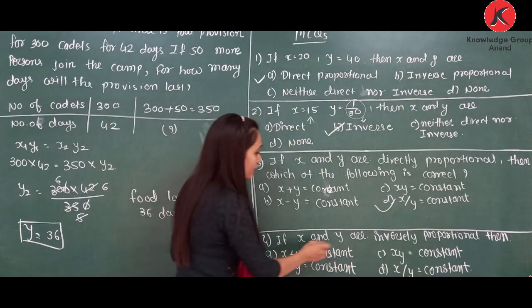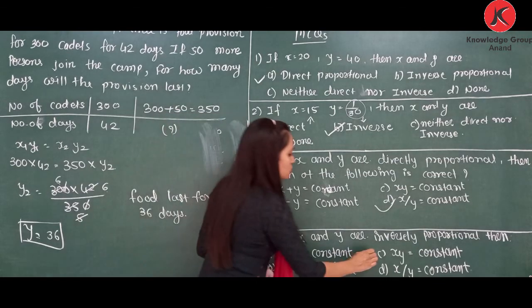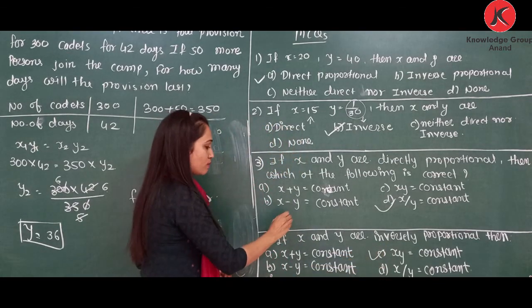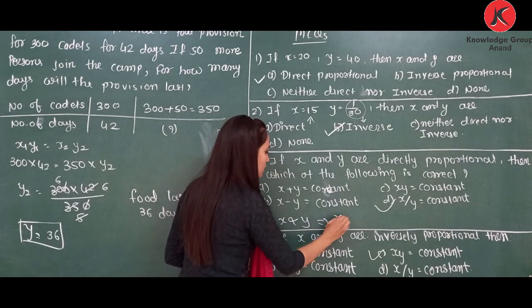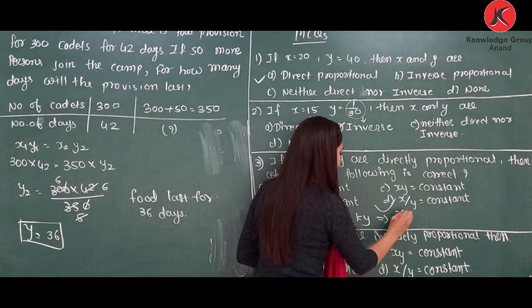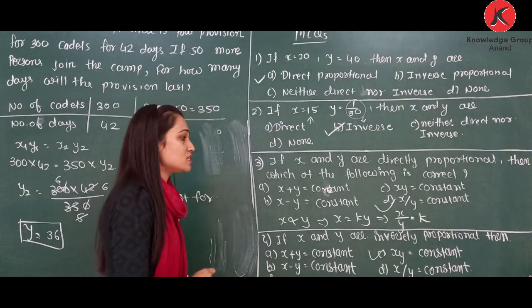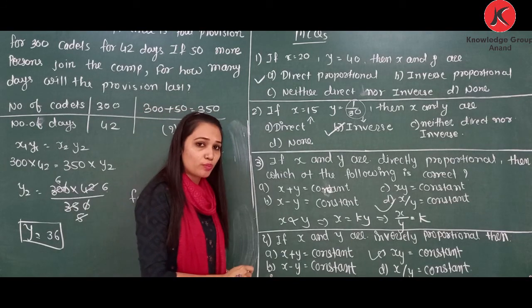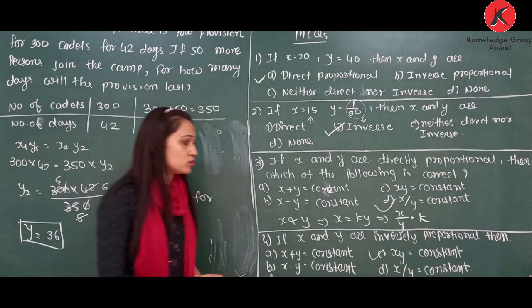If x and y are inversely proportional, then x multiplied by y is constant, because we already learned how to get x by y. x is proportional to y, so that's why it is x = ky. So that's why x by y is constant when it is a direct proportion, and x multiplied by y is constant when it is an inverse proportion.